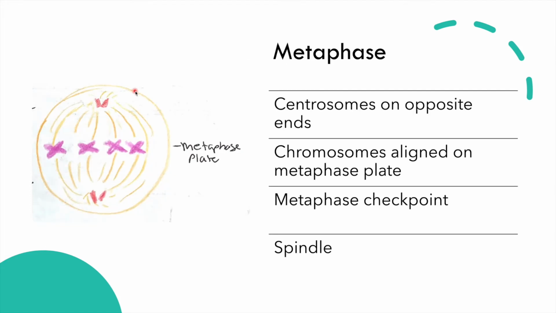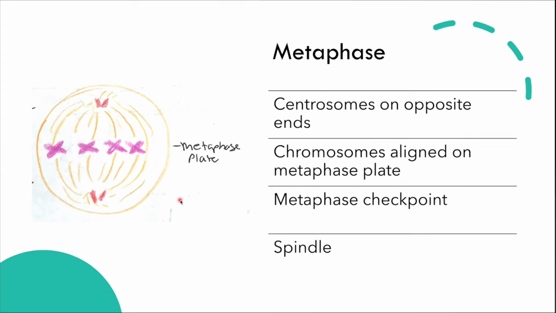Next comes metaphase. In metaphase, the centrosomes are on opposite ends of the cell. The chromosomes are aligned on the metaphase plate. This marks the metaphase checkpoint. Both the non-kinetochore and kinetochore microtubules are referred to as the spindle.